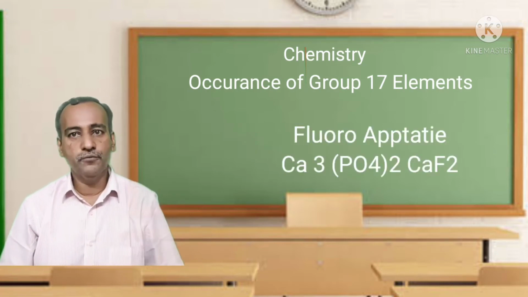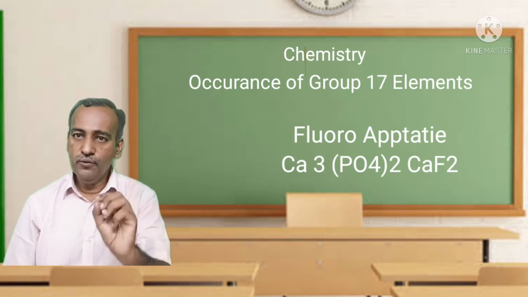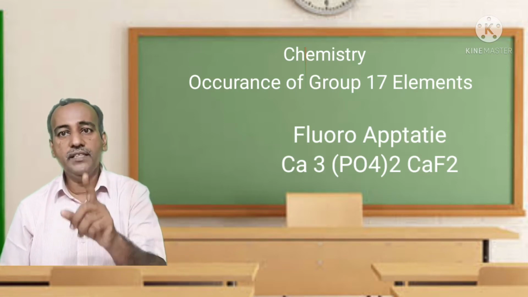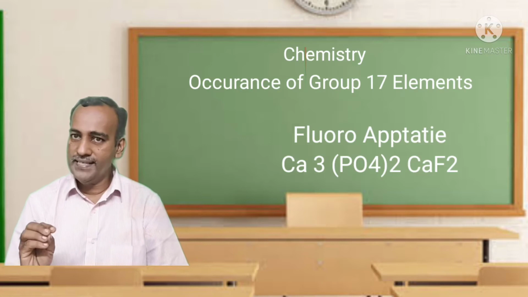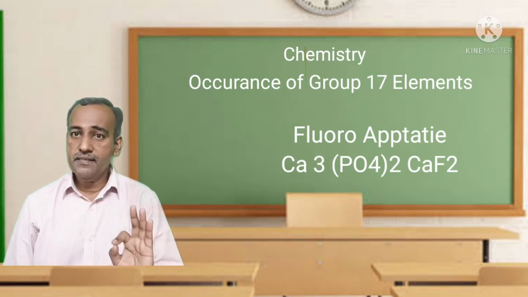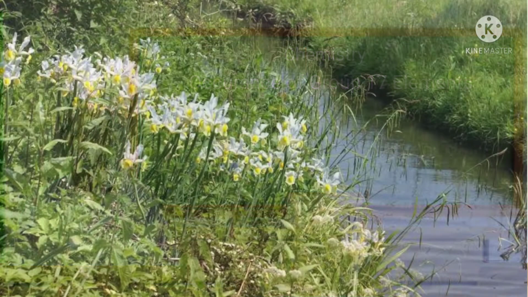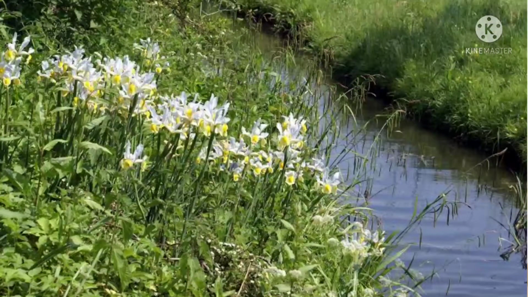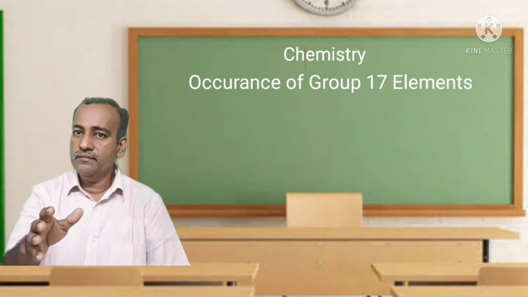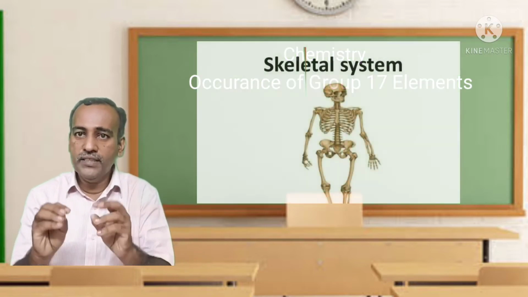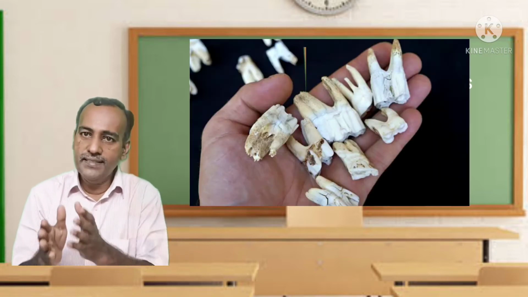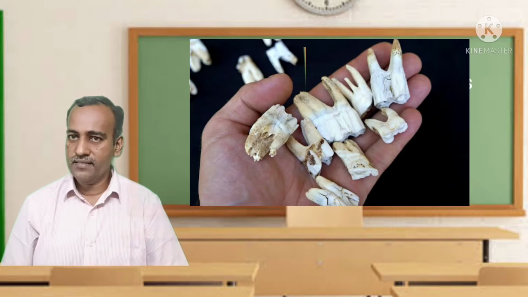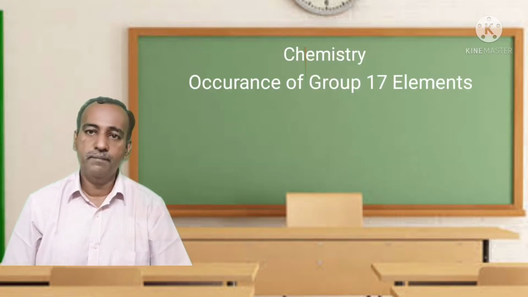Fluoroapatite, we studied in group 15. Fluoroapatite is one of the insoluble fluorides, Ca3(PO4)2·CaF2. Fluorine is also found in river water plants. Fluorine is also an important component of bones and teeth of animals. Bones and teeth of animals contain fluorides. These are some of the important sources of fluorine.